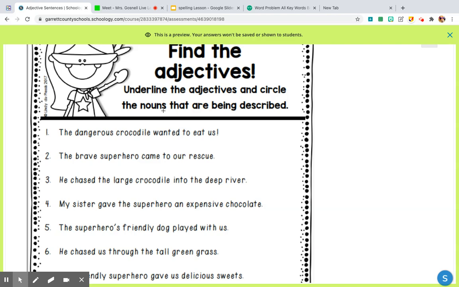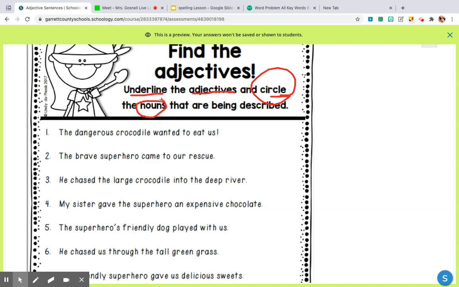Now, I know that's the opposite of what I just did in my model. So let's try this. I'm going to do number 1 with you. So you know you have to underline your adjectives, okay? And then you have to circle the nouns, okay, that are being described. I should have done that in my model, but I didn't. But just know, you are underlining the adjectives and circling the nouns. Don't get those confused because if you do, I'm going to think that you don't know what an adjective is.